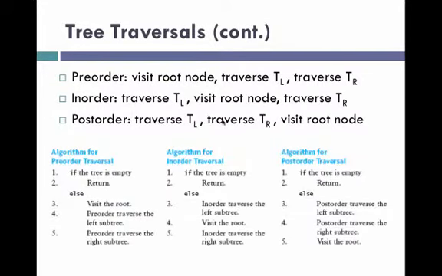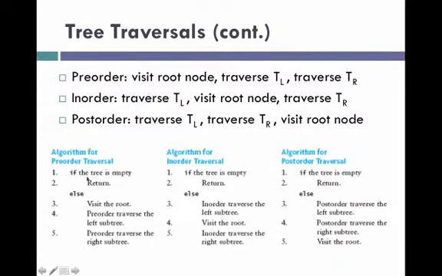The pre-order traversal is that we visit the root node, then we traverse the left subtree, and then traverse the right subtree. For in-order, we traverse the left subtree, visit the root node, then traverse the right subtree. And for post-order, we traverse the left subtree, traverse the right subtree, and then visit the root node. Here are the algorithms listed for each of these traversals.